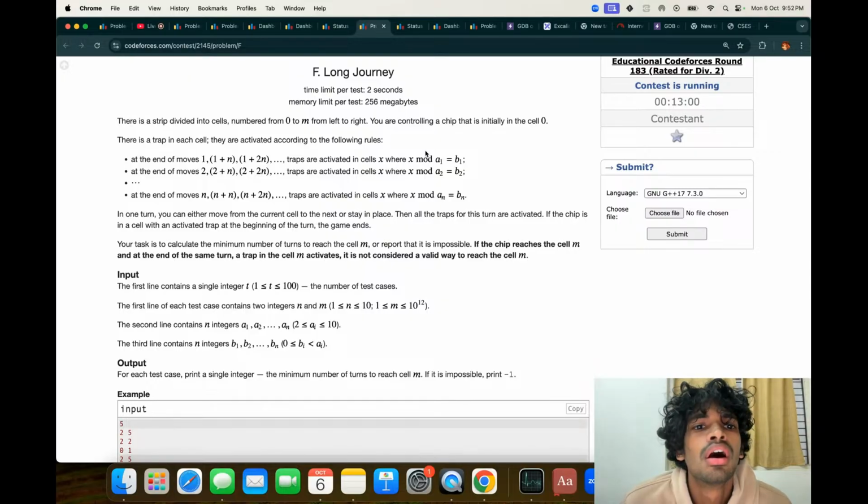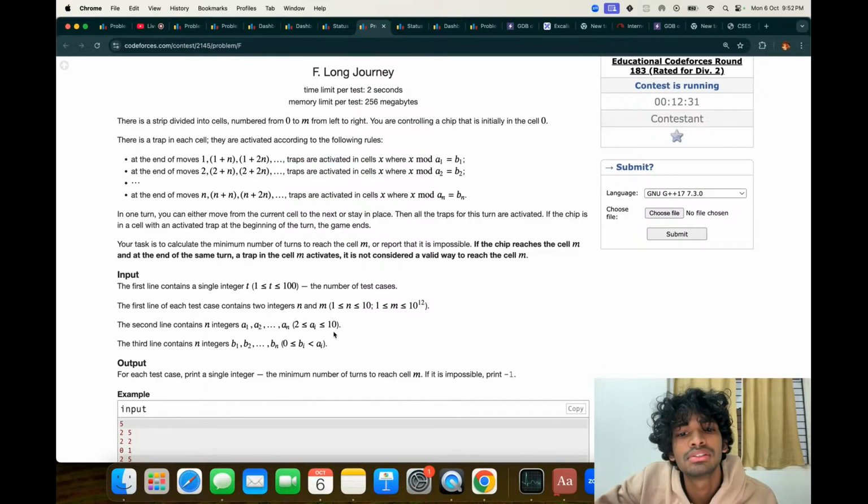The strip is divided into cells numbered from left to right. You are controlling a chip that is initially in the cell 0. There is a trap in each cell. They are activated according to the following rules. At the end of moves 1, 1 plus n, up to 1 plus 2n, the traps are activated in cell X where X equals A1 mod B. Okay, what does it say?